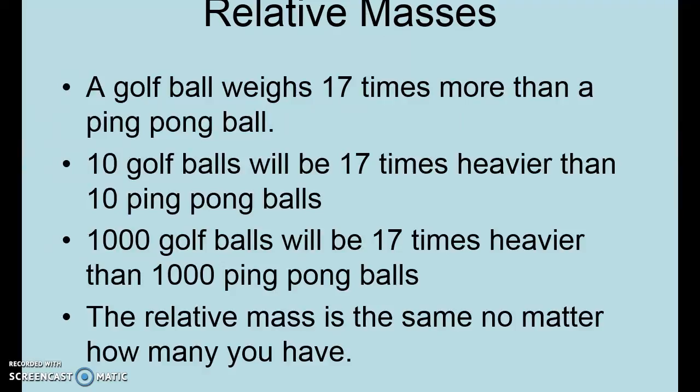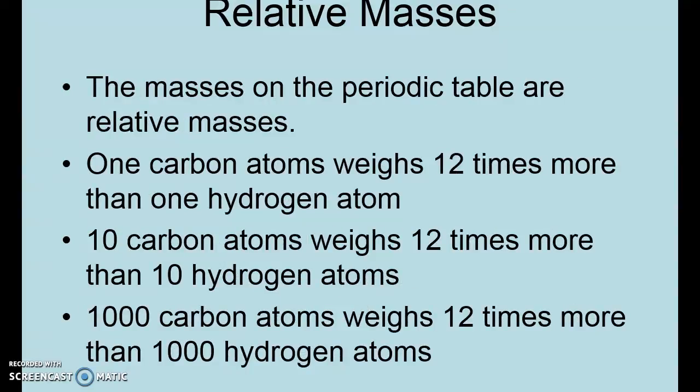So what is this about relative masses? Well, here's an example that might help you understand it. So if we say a golf ball weighs 17 times more than a ping pong ball, then 10 golf balls would be 17 times heavier than 10 ping pong balls, and 1,000 golf balls would be 17 times heavier than 1,000 ping pong balls. And so the relative mass is the same as long as you have the same number of each thing. So the masses on the periodic table are relative masses.